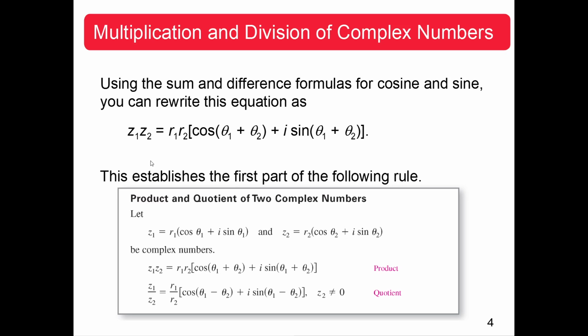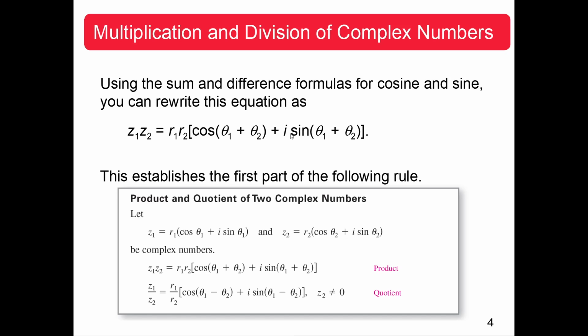So this gives us a standard definition for multiplying two complex numbers in trigonometric form. We multiply their moduli, in this case r sub 1 and r sub 2, and we add their arguments together. So theta sub 1 plus theta sub 2, take cosine of that. Sine of theta sub 1 plus theta sub 2, that's your imaginary part.